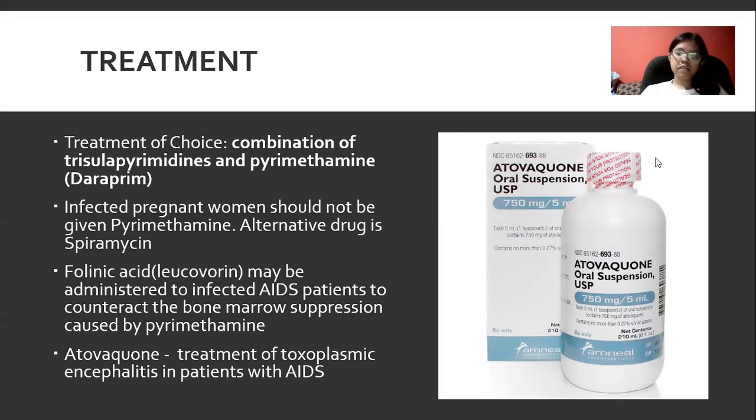So, infected pregnant women should not be given pyrimethamine. So, alternative drug is the use of spiramycin. So, folinic acid or leucovorin may be administered to AIDS patient to counteract the bone marrow suppression caused by pyrimethamine. So, the Atovaquone is the treatment of toxoplasmic encephalitis in patients with AIDS. So, yun po yung example nasa slides po.